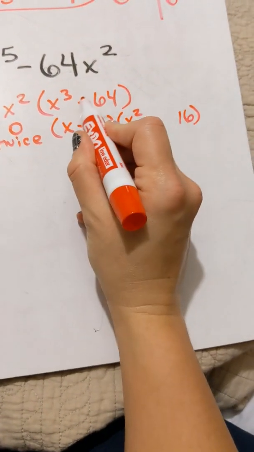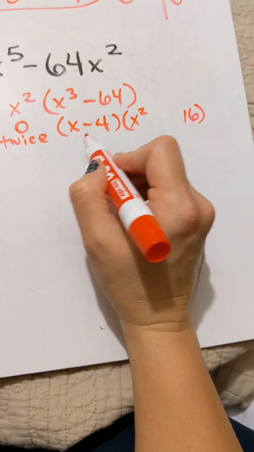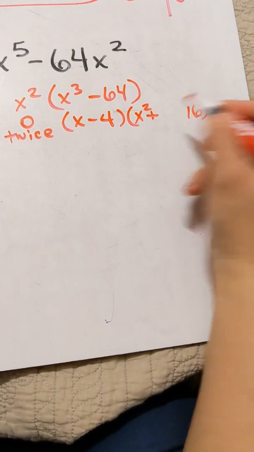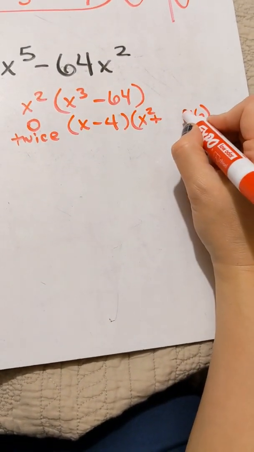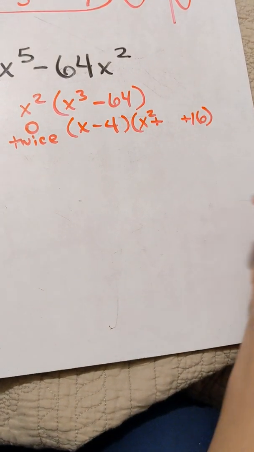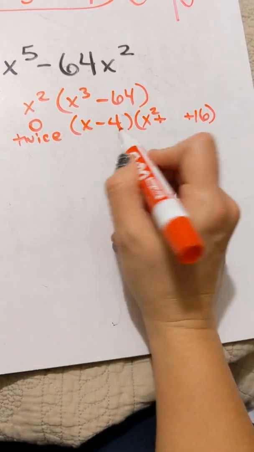Now remember here, this sign was the same. The next one's going to be the opposite of that one. And the end is always positive. Now, that middle term comes from multiplying those 2 together.